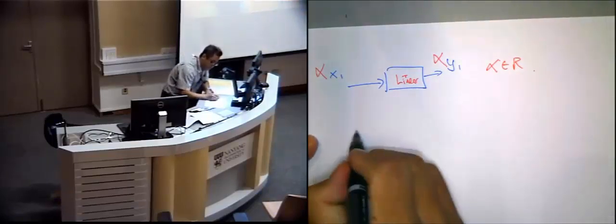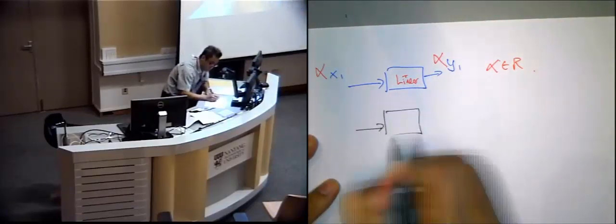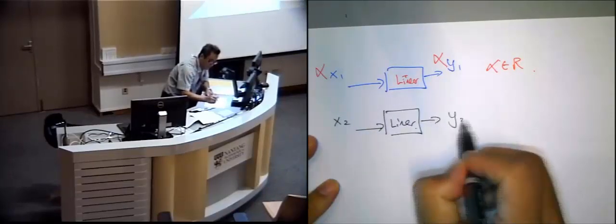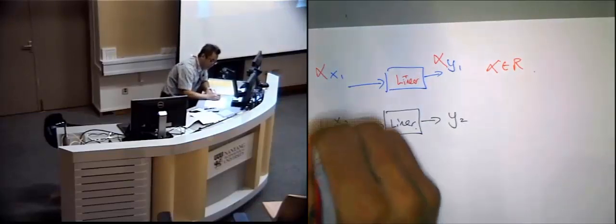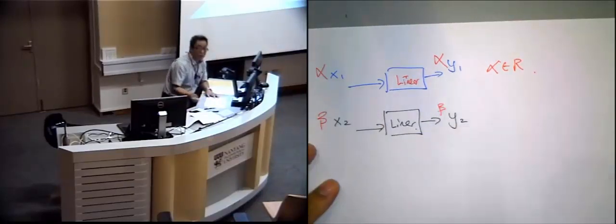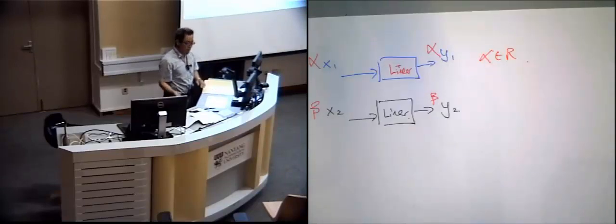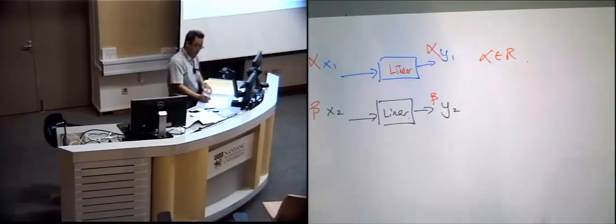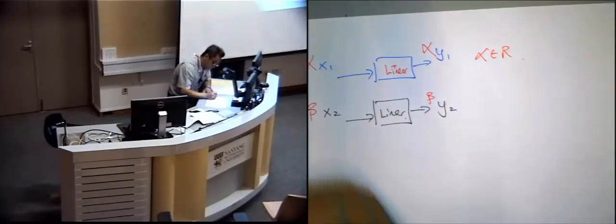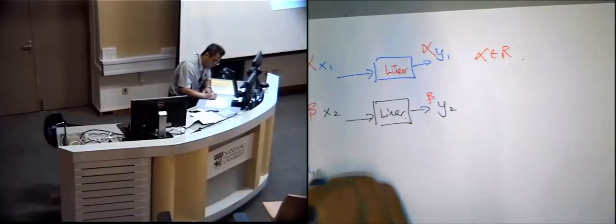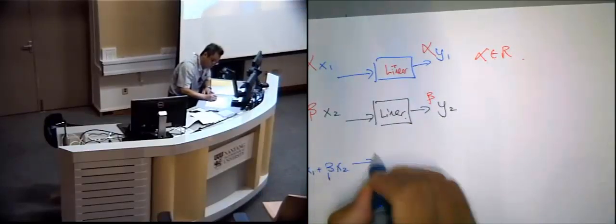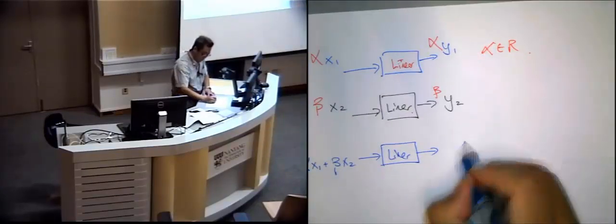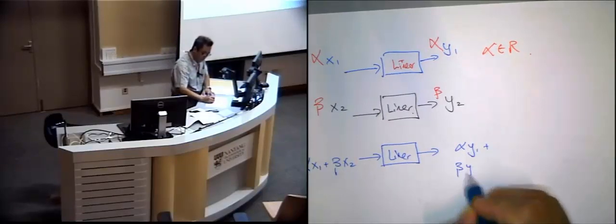Second one, the same linear system. I have X2, and you say this is Y2. If I have beta X2, then this is beta Y2. So far, okay? So alpha times X1 is scaling. I am scaling my input. Alright? Now what else? Linear means alpha X1 plus beta X2. What's the answer? The same linear system? Yes, alpha Y1 plus beta Y2.